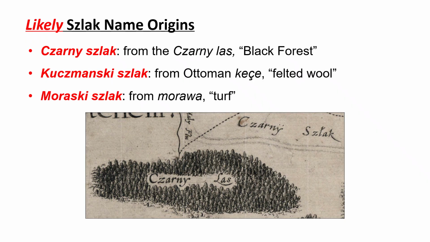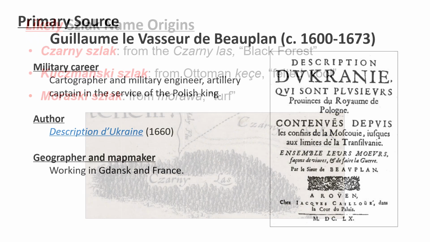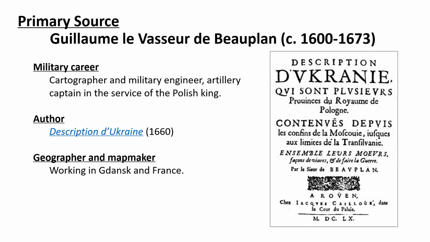We start by focusing on the three well-known schlock routes through the Pontic steppe. Here we see some likely origins of the names of the three trails that we have traced. Our primary source for tracing schlock routes is the work of Beauplan.